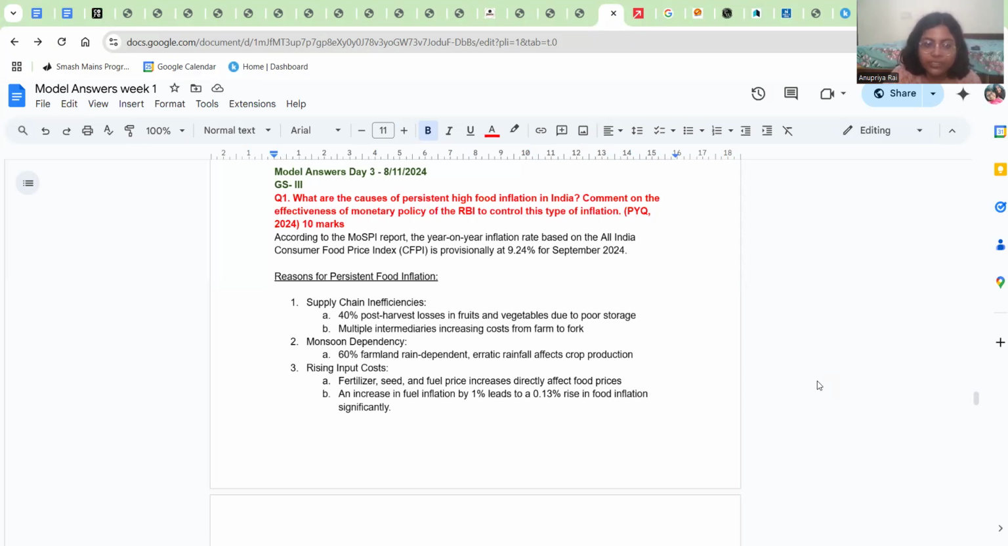What are the causes of persistent high food inflation in India? Comment on the effectiveness of monetary policy of the RBI to control this type of inflation. It is a PYQ and it is a 10 marker. So we all know that you'll only be getting 2 pages to write this. This question seems fairly big, like causes of inflation you have to identify and the effectiveness of monetary policy.